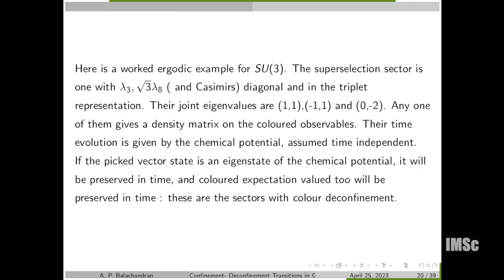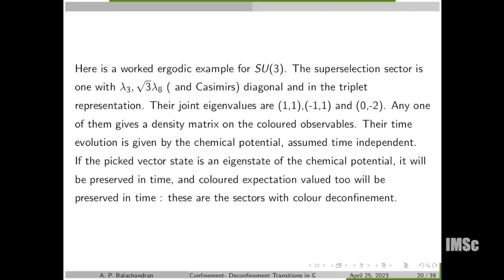Okay, so let me just show this. Let me show how the ergodicity can happen. It's quite interesting. So I diagonalize I3 and Y. I diagonalize the third component of isospin and hypercharge. This is a three-dimensional representation, with I3 and Y eigenvalues. So the state is a three-dimensional vector.